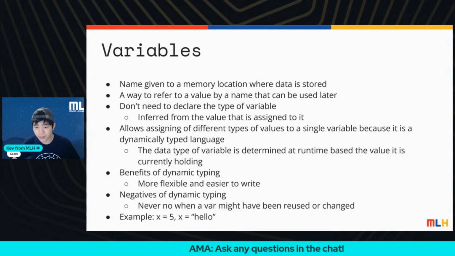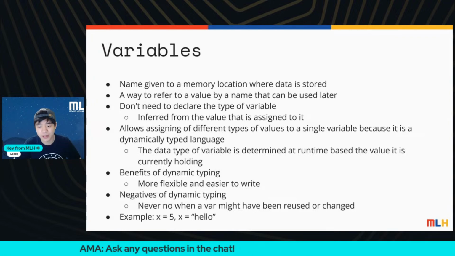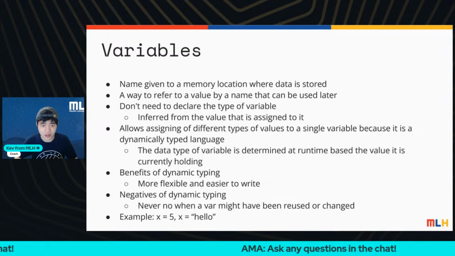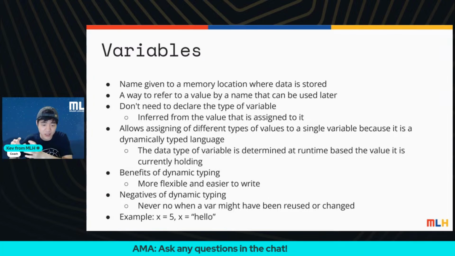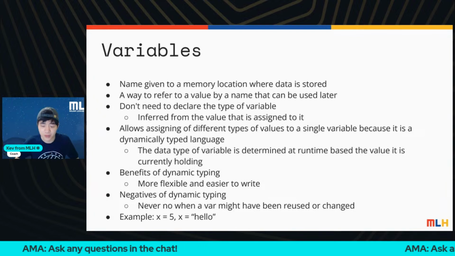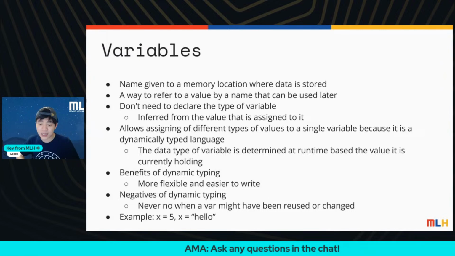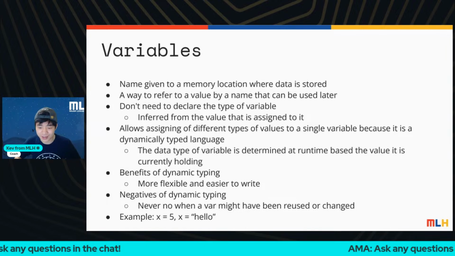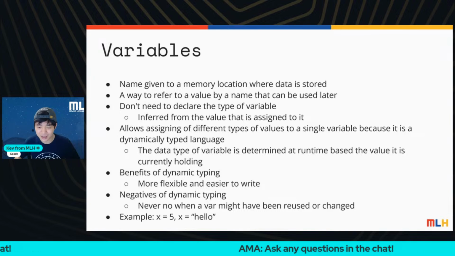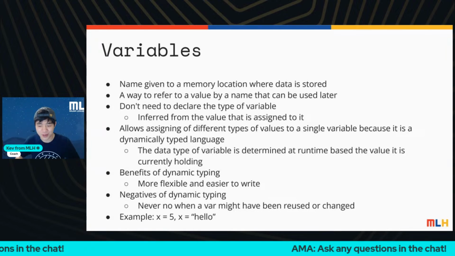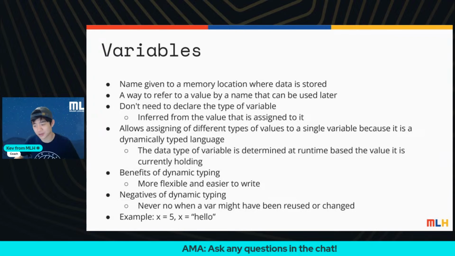Okay, cool. So it allows assigning of different data types to a single variable. The reason why I have this written here: it's a dynamically typed language, which essentially is what I was talking about, how it infers its actual data type from the value that's stored in the variable, because it's defined at runtime. Okay, cool. Benefits of dynamic typing, I have this all written down, I've just been going off the top of my head. Benefits of dynamic typing are more flexibility and it's easier to write. Negative: you never know when a variable might have been reused or changed. For example, x equals 5, and then x also equals hello.